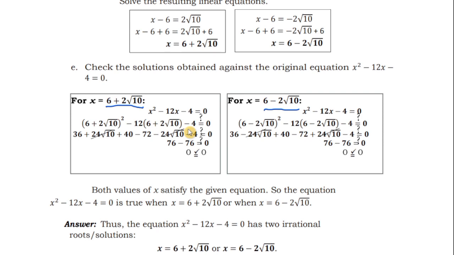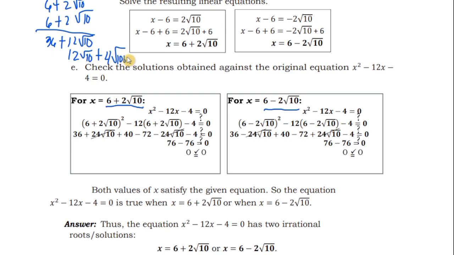From that, we're going to multiply 6 plus 2 square root of 10 times 6 plus 2 square root of 10. I will make use of the FOIL. 6 times 6 is 36. 6 times 2 square root of 10 is 12 square root of 10. 2 square root of 10 times 6 is 12 square root of 10, and then 2 square root of 10 times 2 square root of 10 is 4 square root of 100.